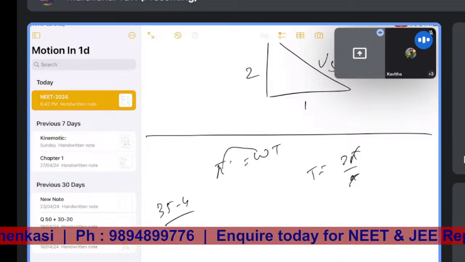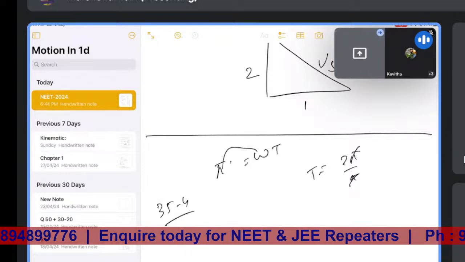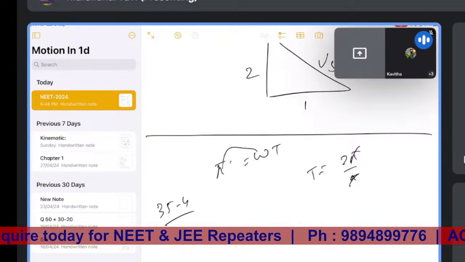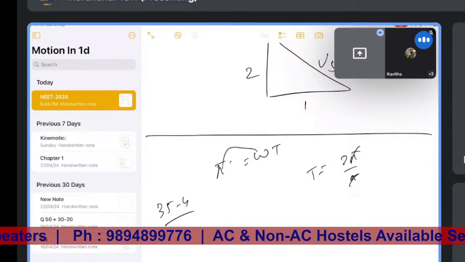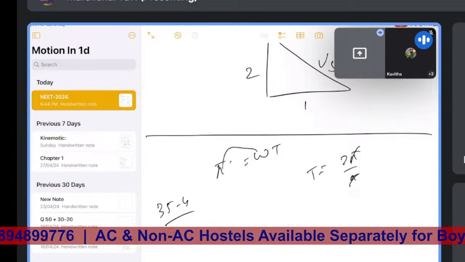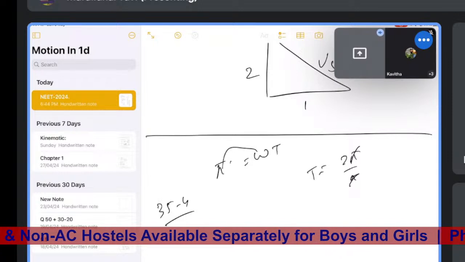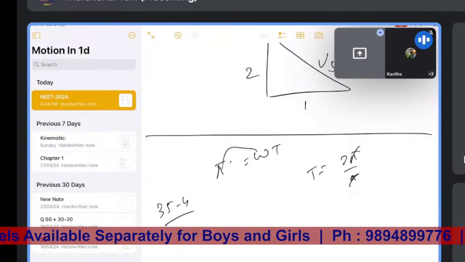Then again, let's look at 36 and 37. 36 seems to be 3. Now we have the question numbers from 36 to 33 where you have options which you could choose. 36 is 3.